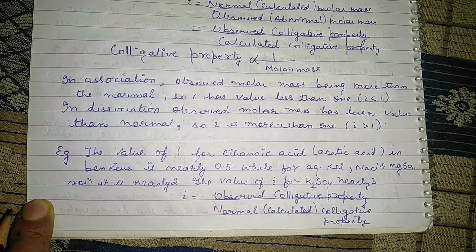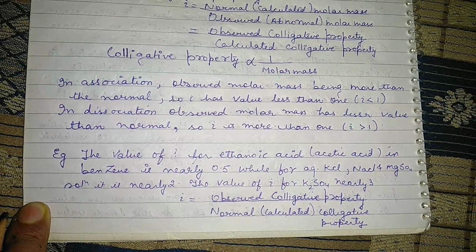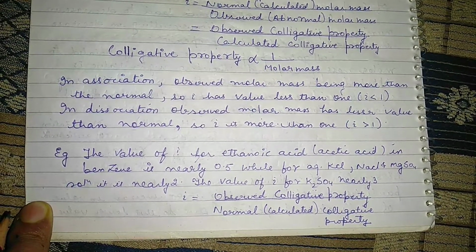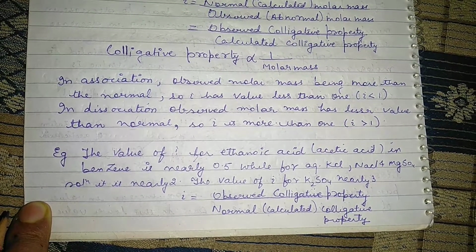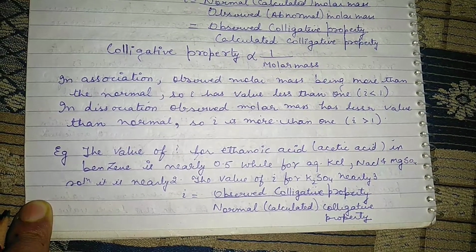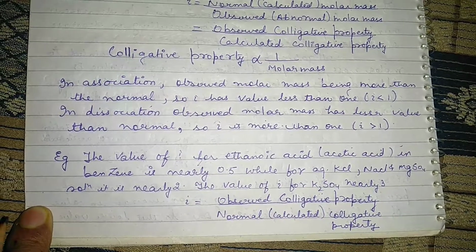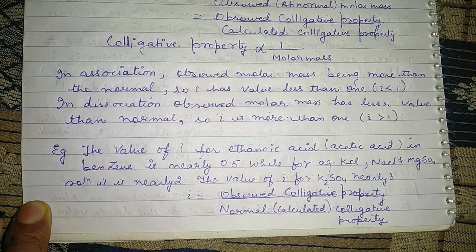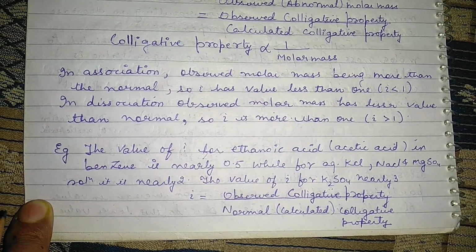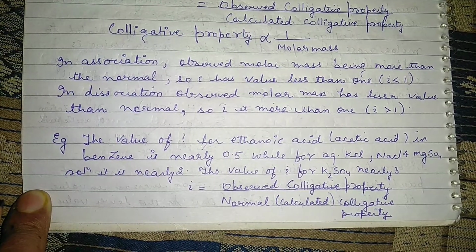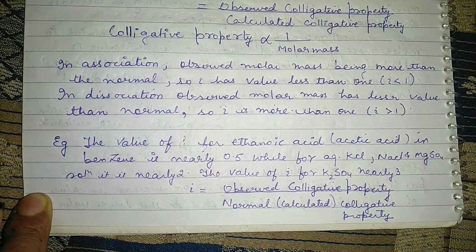So for example, the value of i for acetic acid in benzene is nearly 0.5, while for aqueous KCl, sodium chloride or magnesium sulfate solution it is around 2. The value of i for potassium sulfate is nearly 3. So i can be written as observed colligative property upon normal, that is, calculated colligative property.